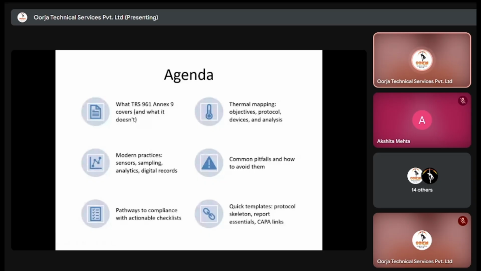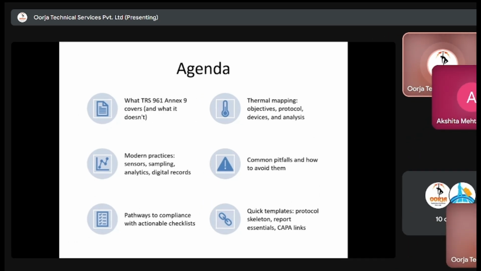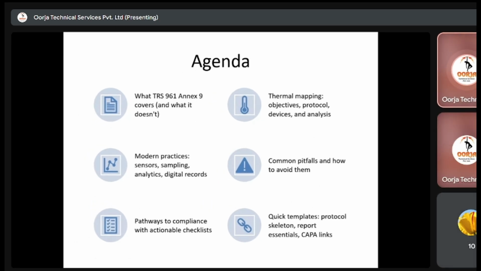So what's on our map for today? Here, look at our agenda. We will start with the fundamentals: what exactly the Technical Report Series 961 Annex 9 covers, and just as importantly, what it does not cover. When we discuss what it does not cover, here Supplement 8 comes into the picture, right?